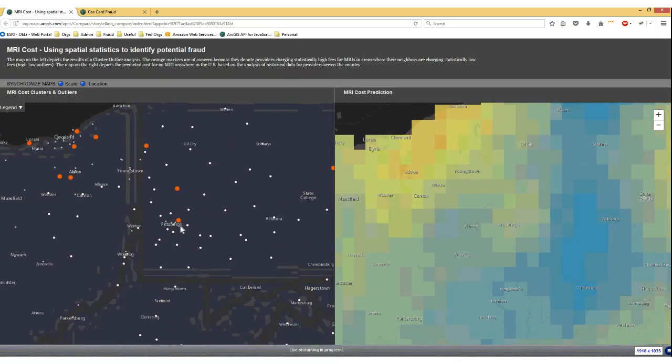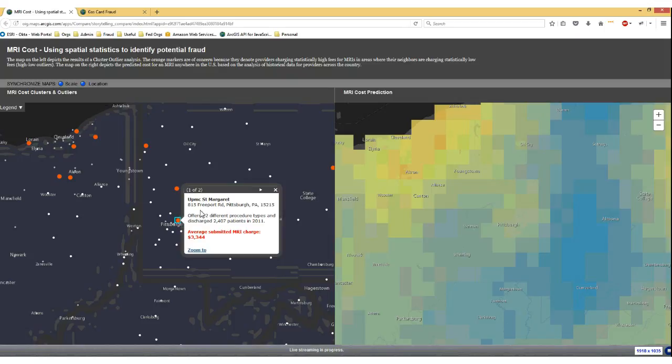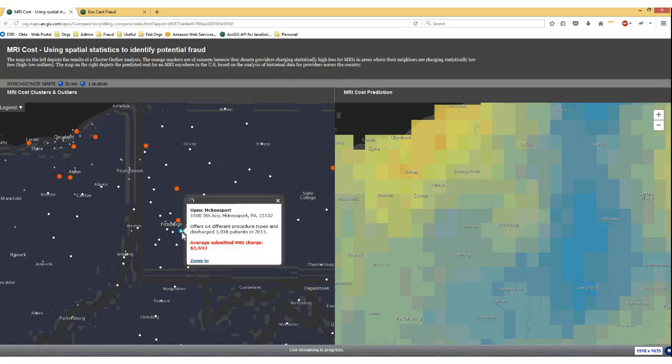So if we zoom in here and look at this hospital in Pittsburgh, this is University of Pittsburgh Medical Center at St. Margaret, they're charging an average of $3,344 per MRI, where just down the road, University of Pittsburgh Medical Center at McKeesport is charging much less. So this enables us to use our data to find the anomalies.